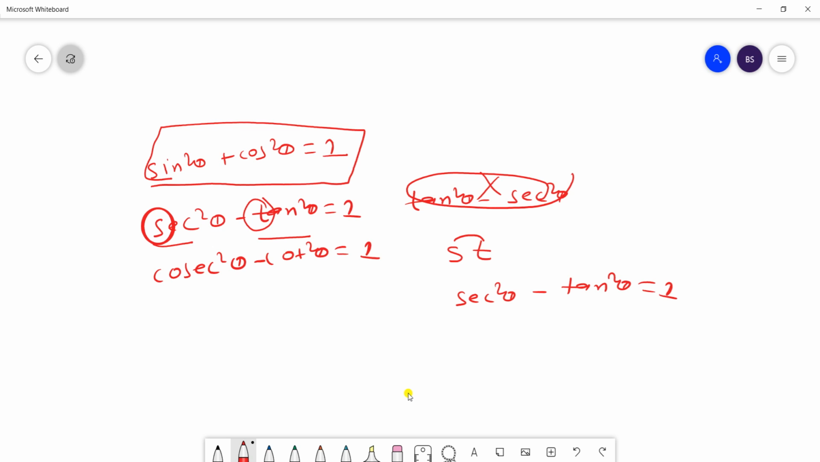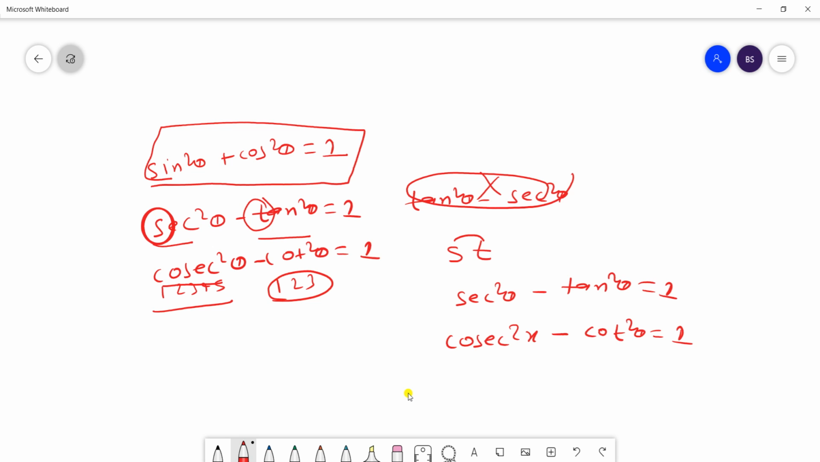And how will I remember cosec and cot? Cosec alphabetically has more letters: 1, 2, 3, 4, 5 letters, and cot has only 3. So the one with more letters comes first. This is just a remembering trick, nothing else. Cosec square theta minus cot square theta is equal to 1. So this is the basic here.